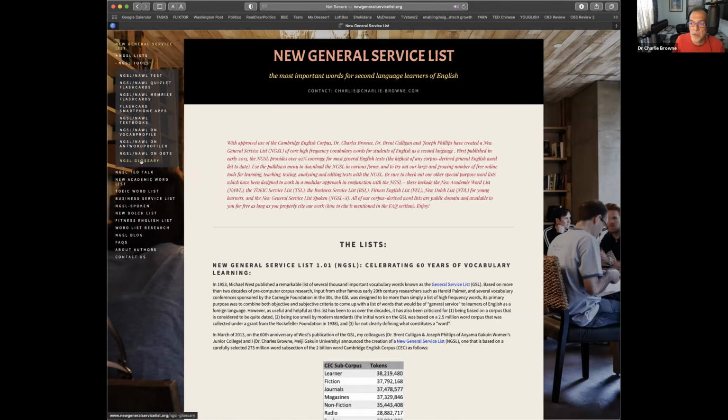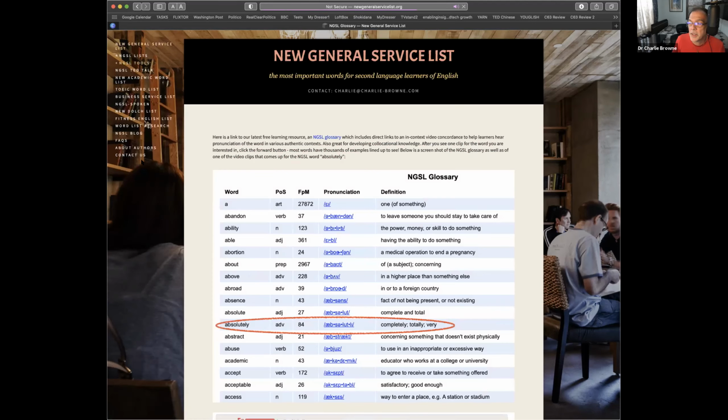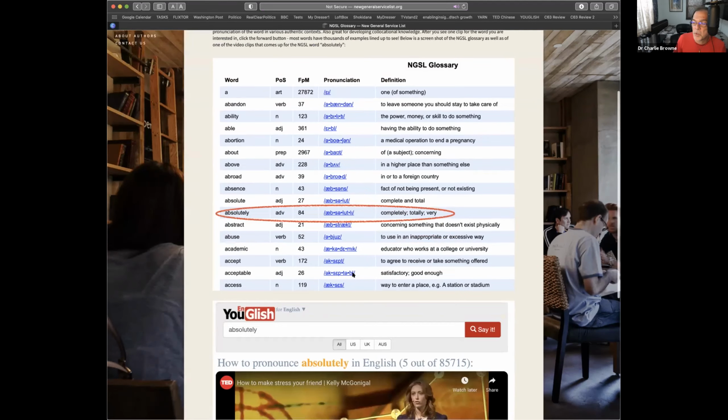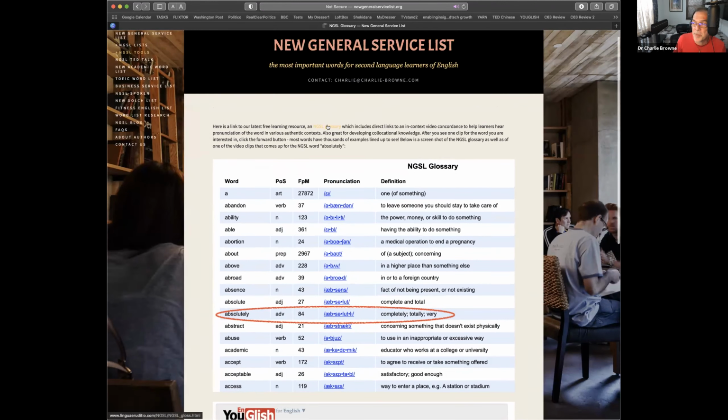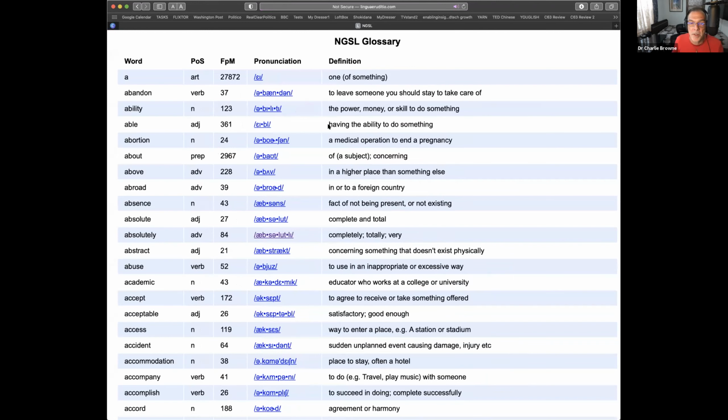But down at the last one, this is our newest one. This is called the NGSL Glossary. If you click on that, this is sort of an explanation of what the NGSL Glossary is. There's an HTML link here, and this will take you right to the glossary.